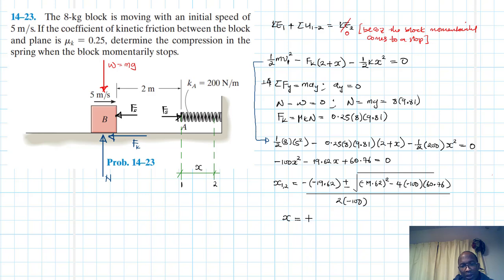Alright, so we are getting 0.6875 meters. So this is the amount of compression that the spring is going to undergo as the block momentarily stops.